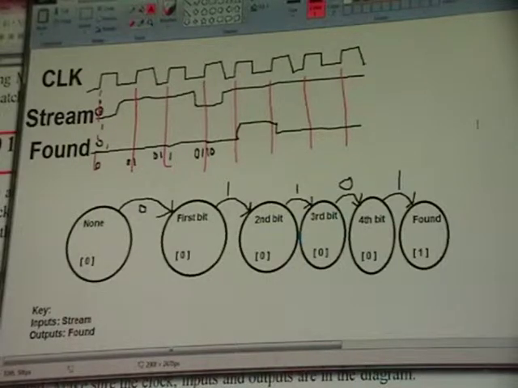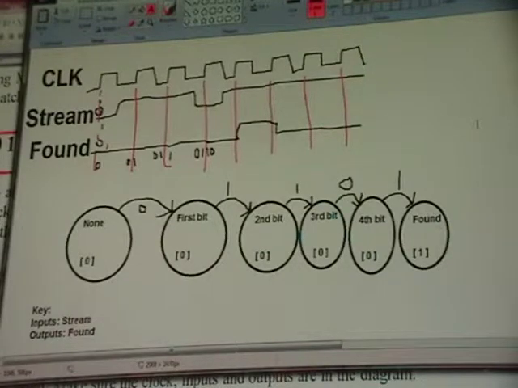So each circle, right now we only have one arrow coming out of each circle and no arrows coming out of the found state. But you should have as many arrows as there are possibilities for the input. And let's see what that means. Right now we only have one wire coming in for the input. So that can be either 1 or 0. That's two possible values for the input. So there should be 2 arrows coming out of each state.